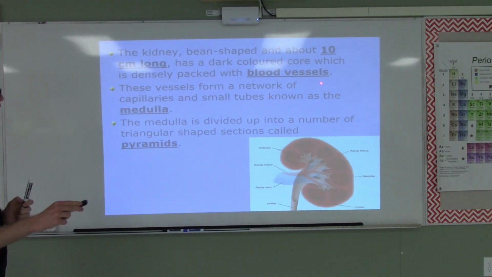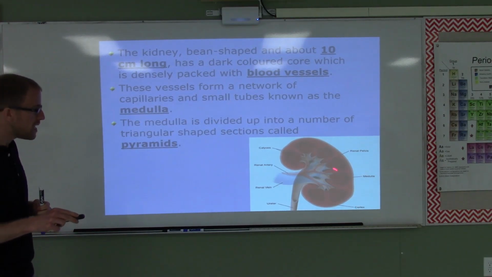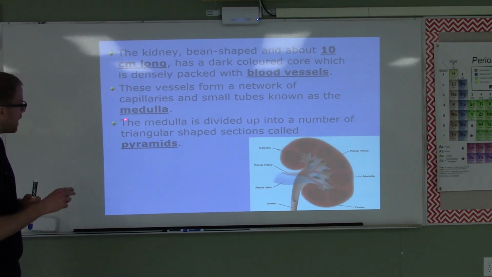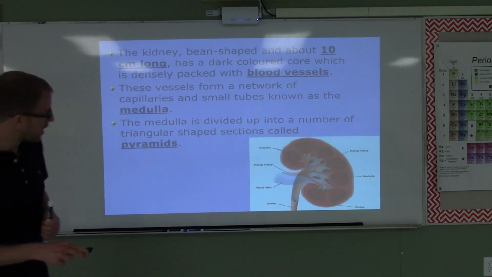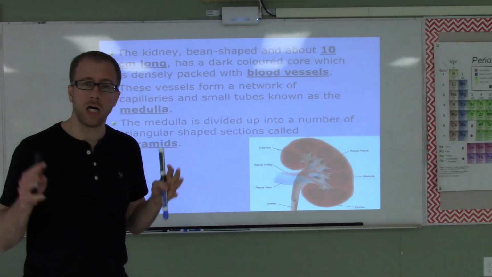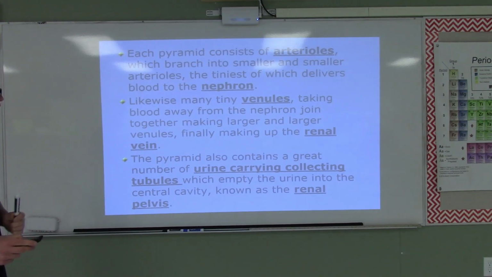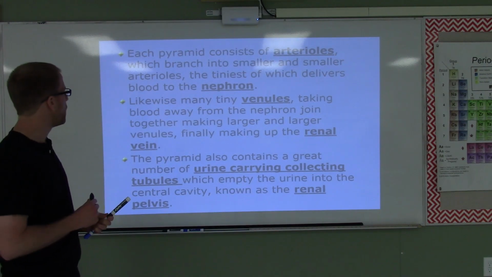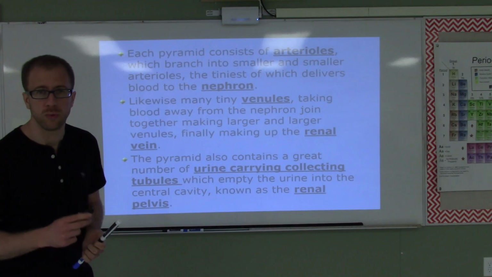Now, these vessels form a network of capillaries and small tubes known as the medulla, which is the inner part of the kidney. And the medulla is divided up into a number of triangular shaped pyramids. You can see here. And each of these pyramids contains tons of the functional unit of the kidney, which is the nephron. Now, each pyramid consists of arterioles, which branch into smaller and smaller arterioles, and the tiniest of which delivers blood to the nephron.